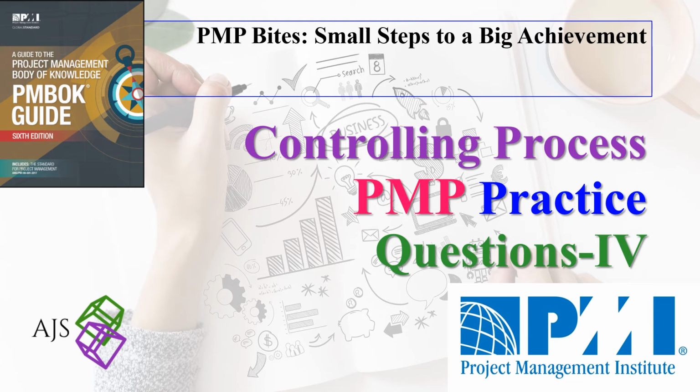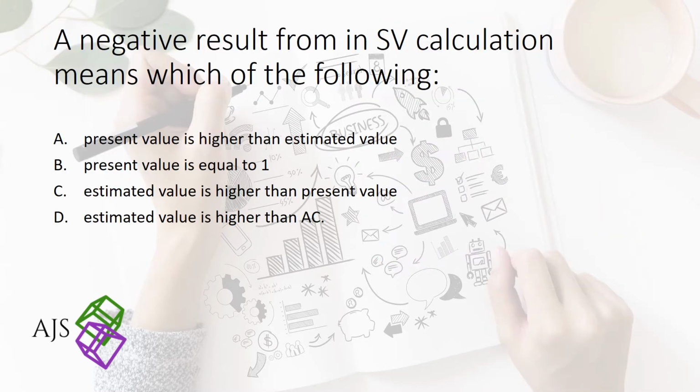This is our fourth video in the process of controlling practice questions. A negative result from an SV calculation means which of the following? A. Present value is higher than estimated value. B. Present value is equal to 1. C. Estimated value is higher than present value. Or D. Estimated value is higher than AC.